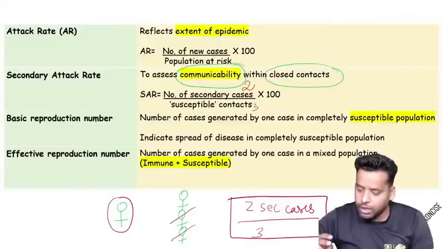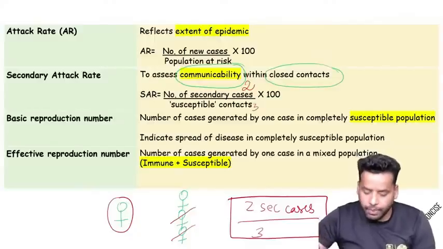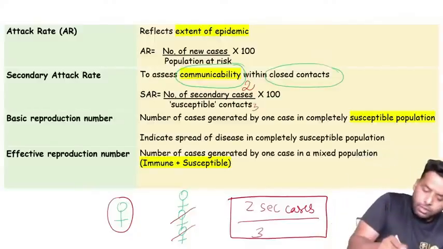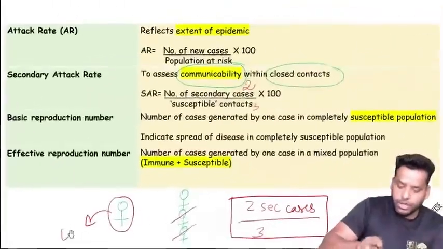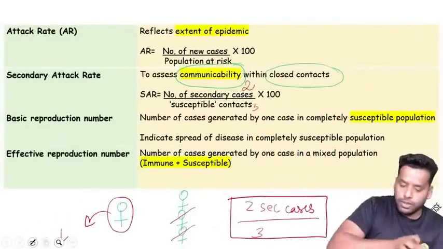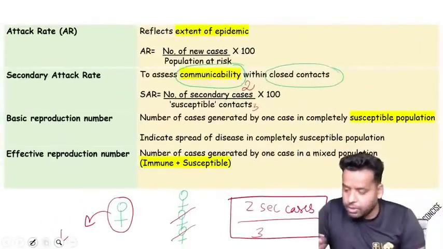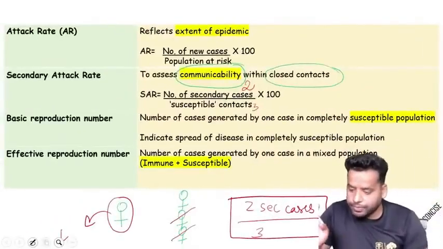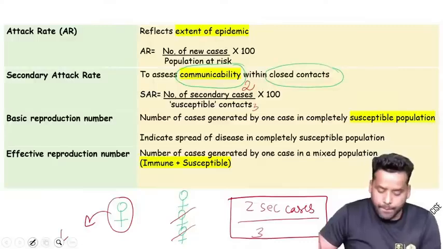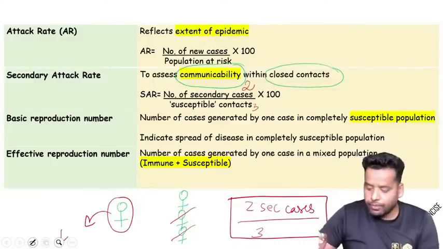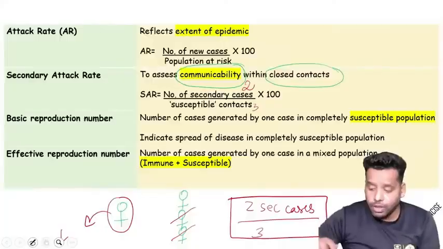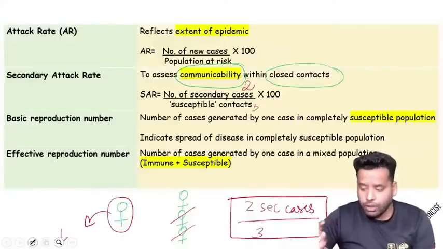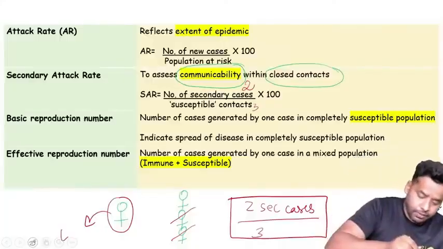Now listen to the words properly. Primary case is excluded. Tell me true or false. True statement. We are not including the primary case because we are assessing the communicability of the primary case only.